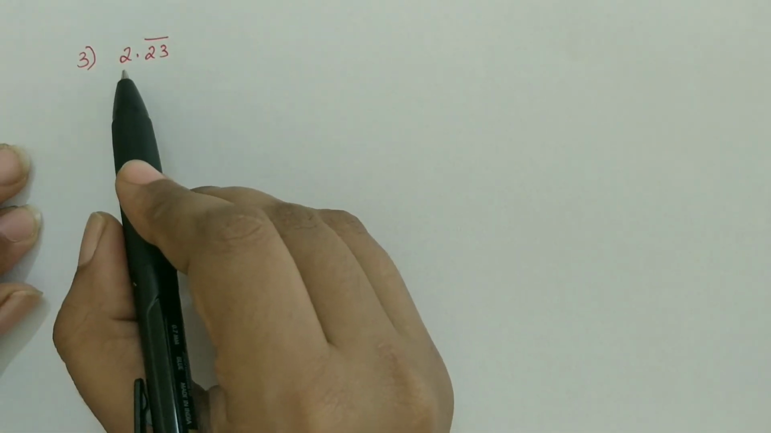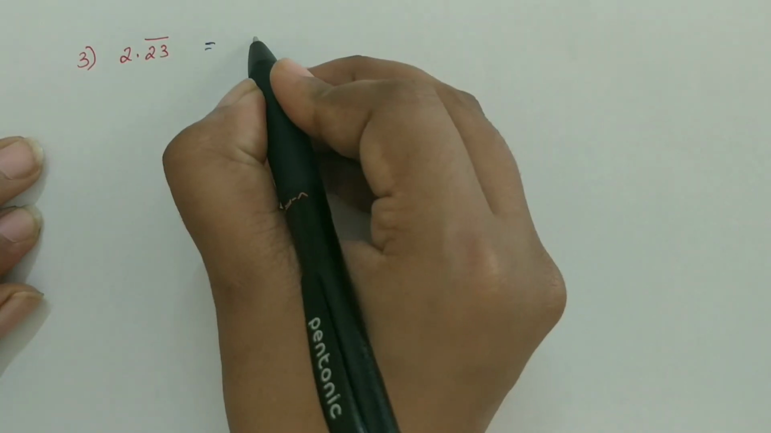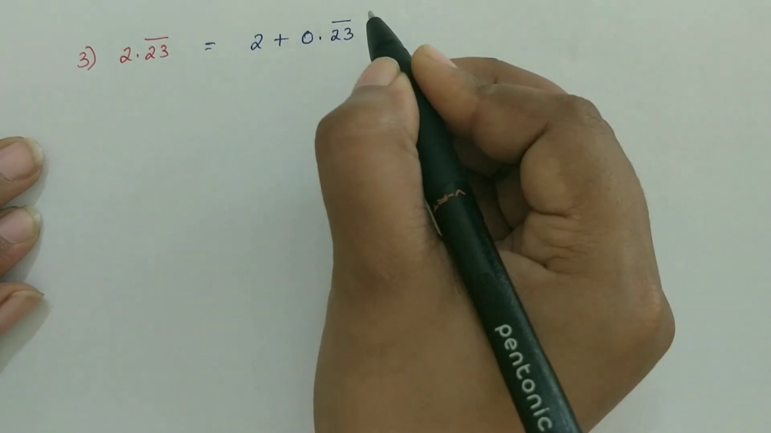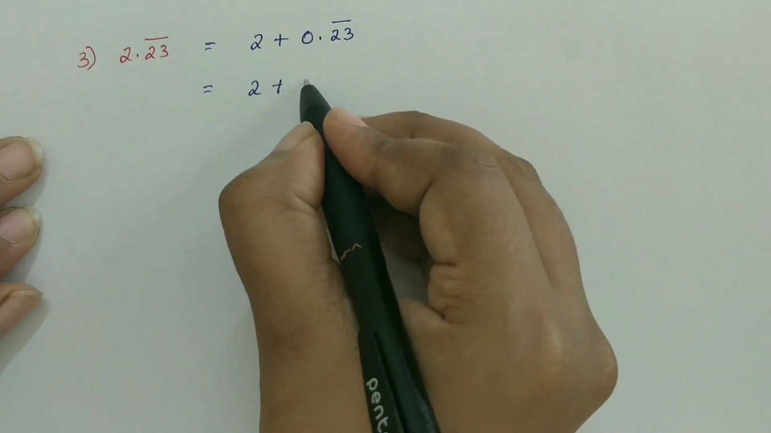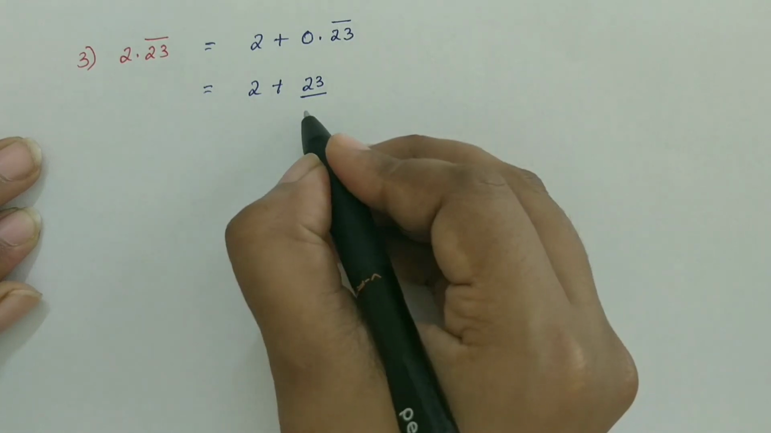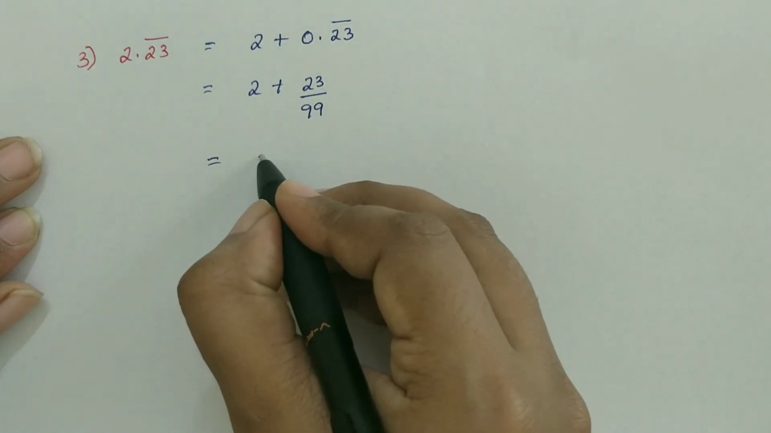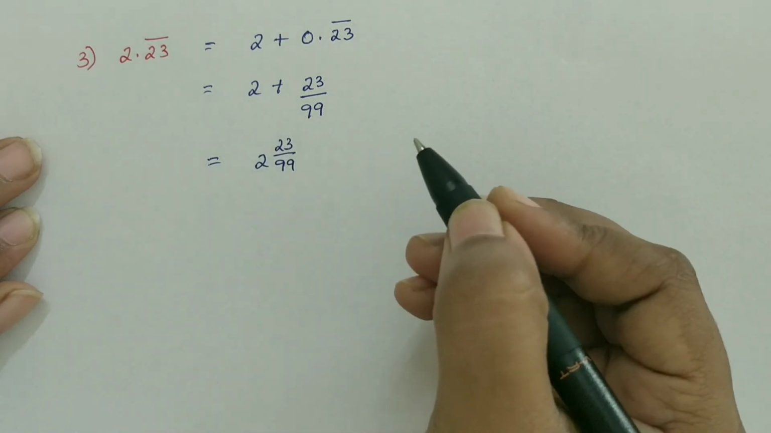Third problem, 2.23 bar. We can write it as 2 plus 0.23 bar, which is equal to 2 plus, write the decimal part 23. In the denominator, 2 and 3 are repeating, so 99. In the mixed fraction, we can write it as 223 divided by 99.